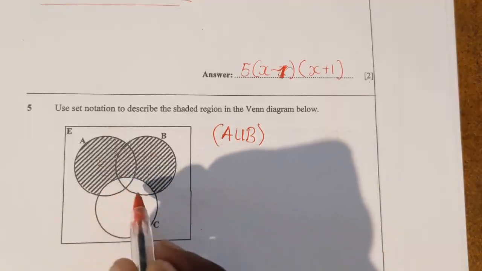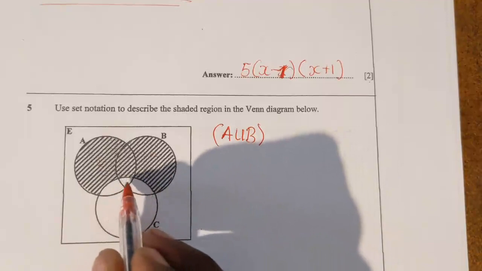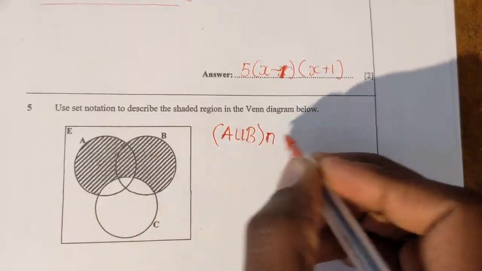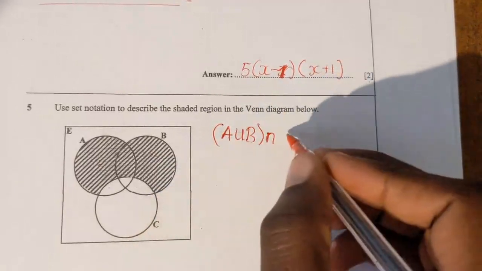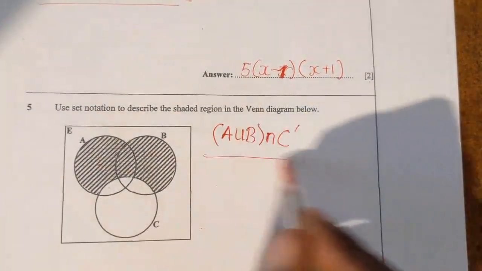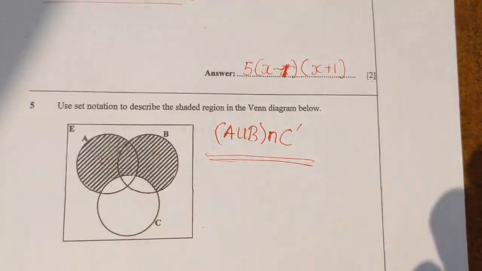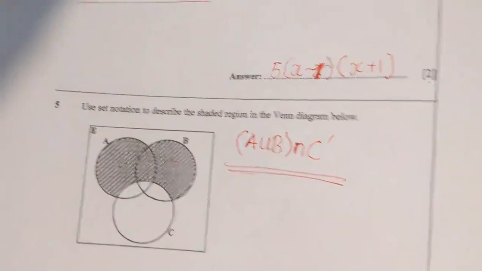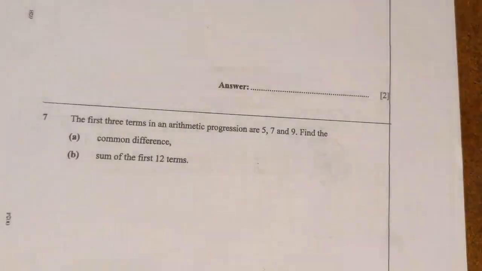The intersections of these. So you just put the intersection, this is C, then complement, just like that. So this is the answer. This is the answer that you're supposed to put there, just like that. So you get your 10 marks. Just imagine you're getting your 10 marks for free.